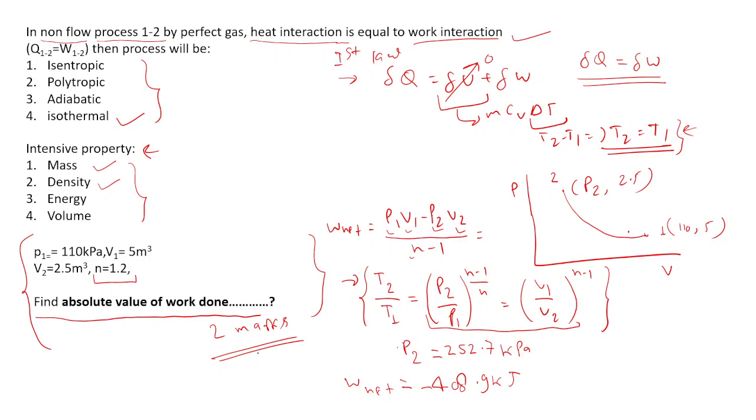But here keep in mind you cannot put this, otherwise the question would be wrong, because directly it is written to find the absolute value of work done. Absolute means you have to put only the magnitude, whatever the magnitude of work done. So just put the mod of this, and whatever value comes, that is the answer. Keep these small mistakes in mind.